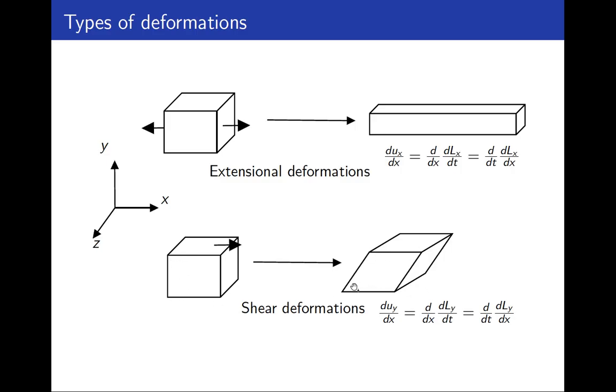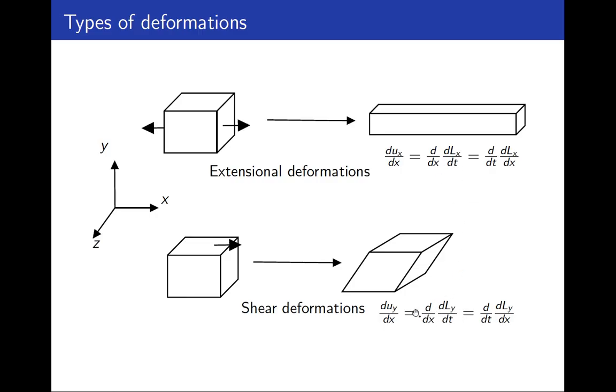So the length of the volume control is going to vary in the y direction, but the direction of the force is going to be applied in the x direction. So how do we measure the shear deformations? Instead of this derivative, we use this one. We measure how the velocity in the y direction changes with respect to the x position, doing something similar to this case.